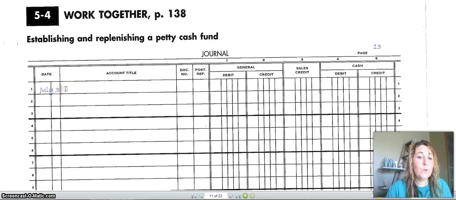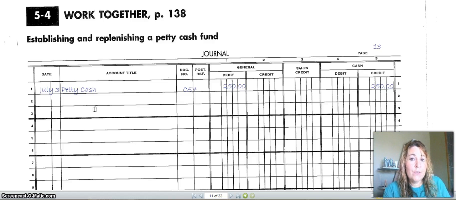So the account, because we're establishing petty cash, is going to be petty cash. This is check number 57, so for document number, I'm going to put C57. We are going to debit petty cash because petty cash is an asset, and an asset is going to increase with a debit, and it's for $250. And because we wrote a check for this, we need to credit cash of $250. That way it shows that it came out of our checking account. Okay, that's all we have to do for that one.